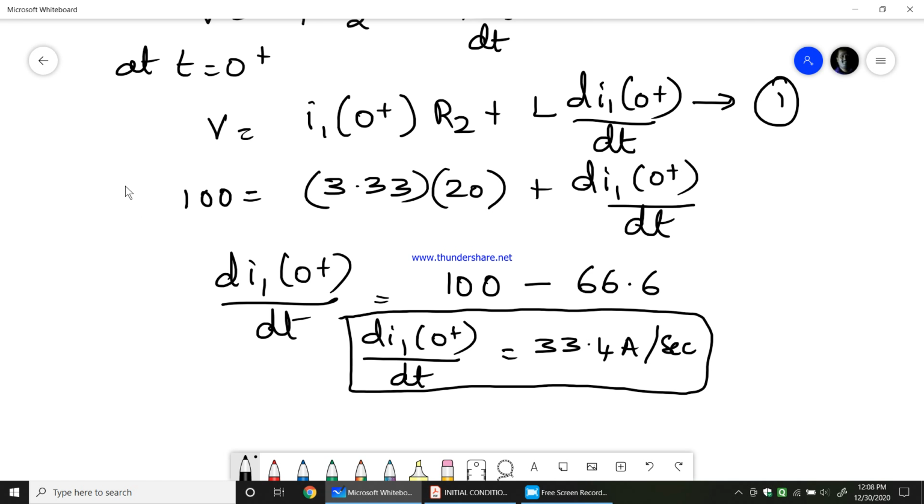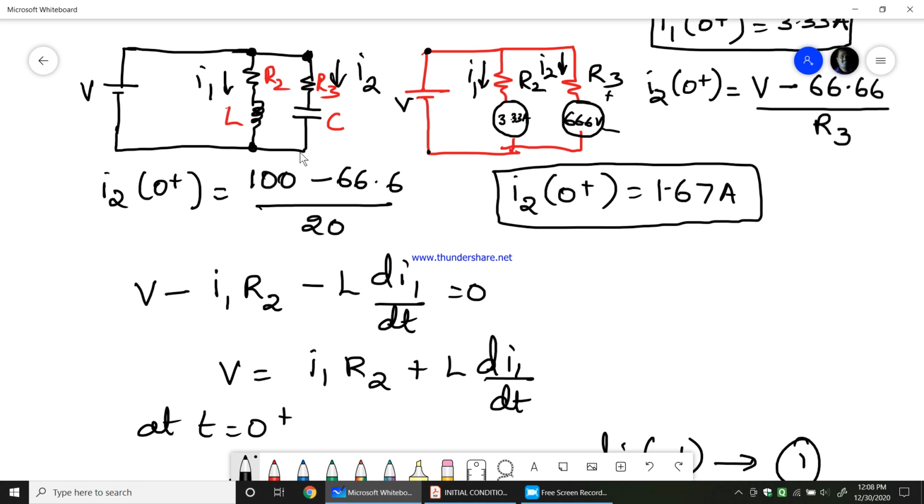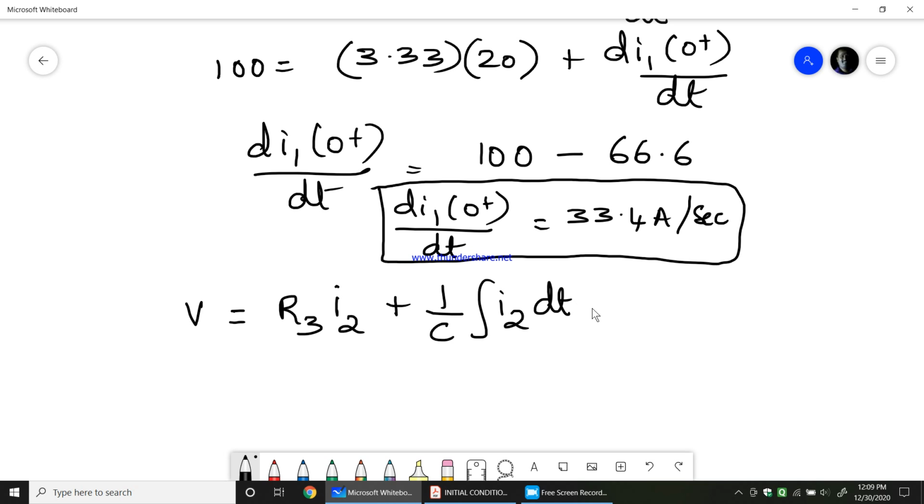Now in the same way, if we write the next equation by looking at the same circuit, again the voltage across R3 and C is the same voltage that we have, which is V only. Voltage across this branch is also V, voltage across this branch is also V. So I can easily write another equation where the total voltage V would be equal to R3 into I2 plus 1 over C integration of I2 dt. This would be the voltage across R3, this would be the voltage across the capacitor.